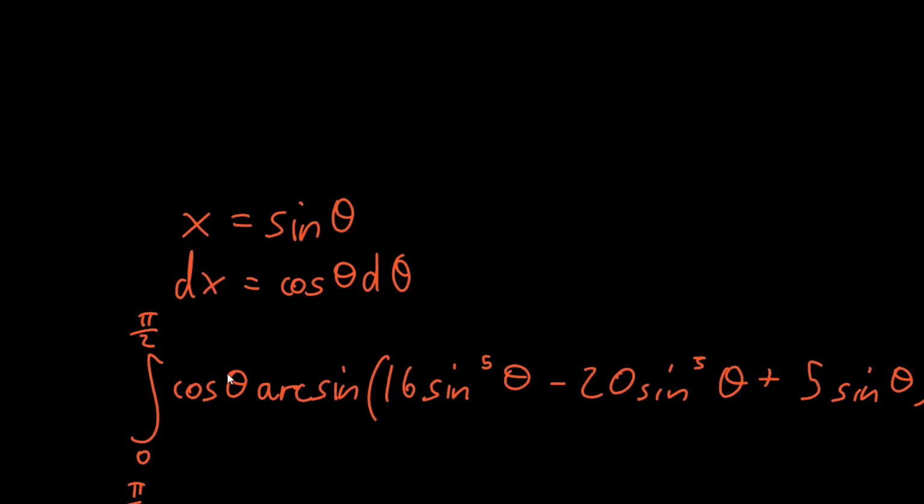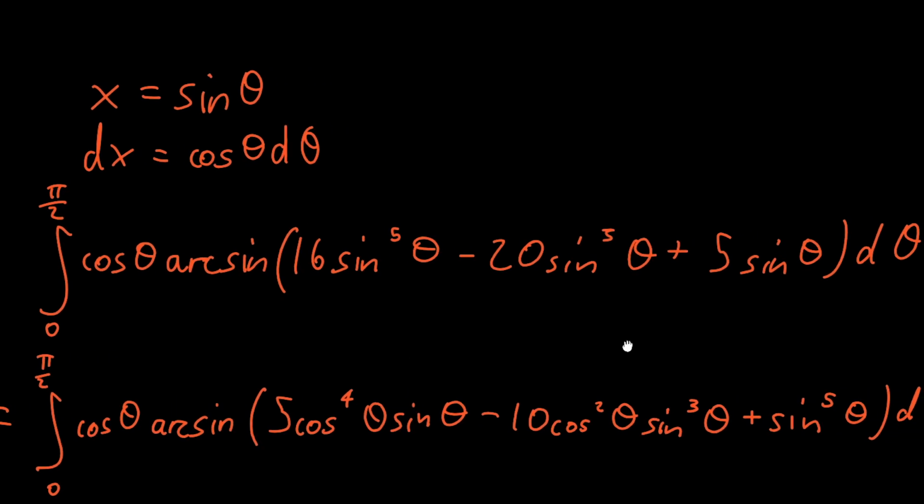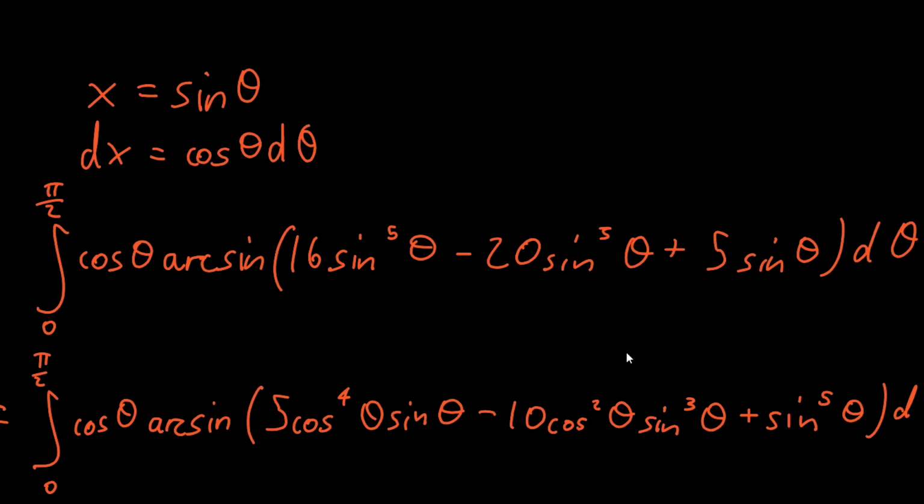We have cos theta from our substitution, and now inside of arcsine we have 16 sine to the 5 theta minus 20 sine cubed theta plus 5 sine theta. Now, if we write this a bit differently using some trig manipulation, like sine squared theta equals 1 minus cos squared theta, we can write it in this form of 5 cos to the 4 theta times sine theta minus 10 cos squared theta sine cubed theta plus sine to the 5 theta.